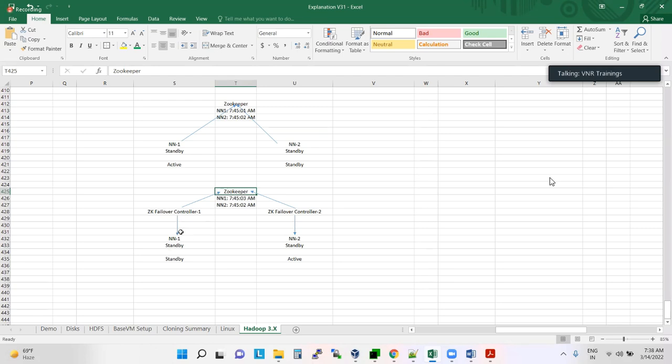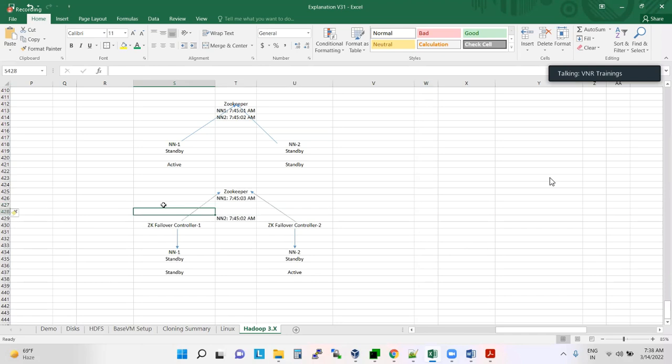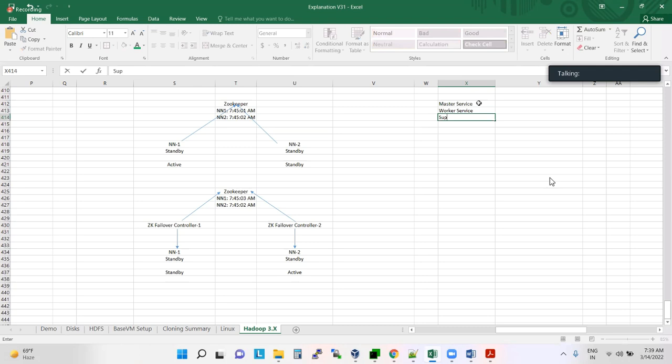So here they introduced a kind of PA for Namenode. Is the failover controller a supporting software for Namenode or not? Is it a main service or a supporting service? Supporting service. So you need to understand the master services, the worker services, and the supporting services.